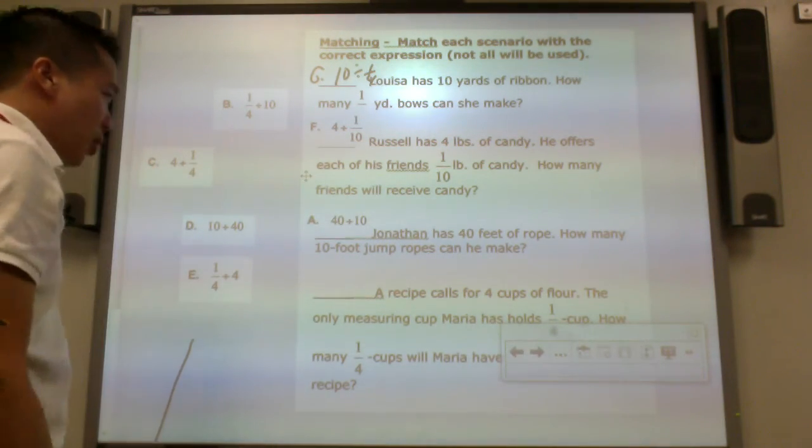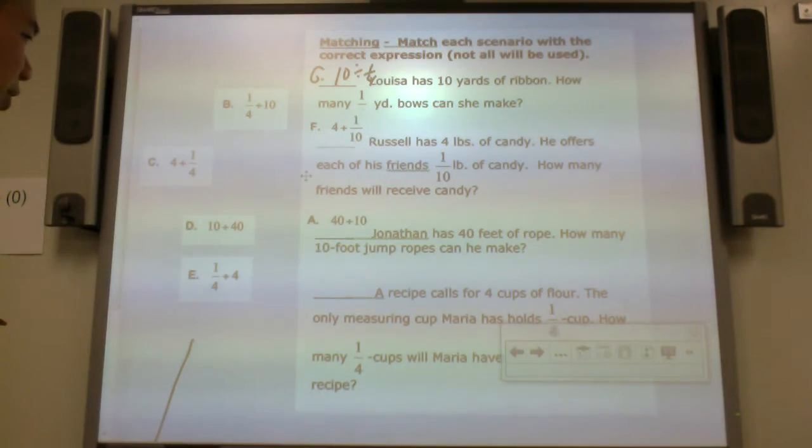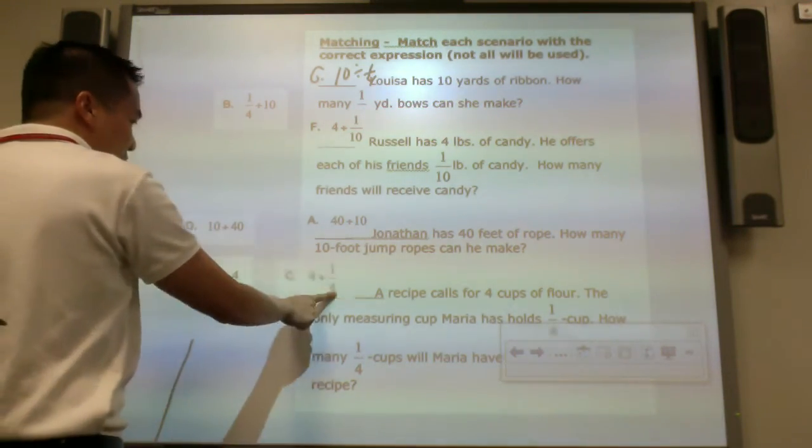That's A. A recipe calls for 4 cups of flour. The only measuring cup Maria has holds 1/4. How many fourths will fit into 4 cups? So you start with 4, you're dividing it into fourths.